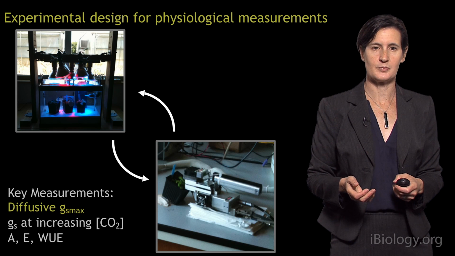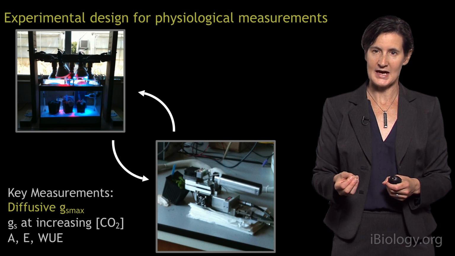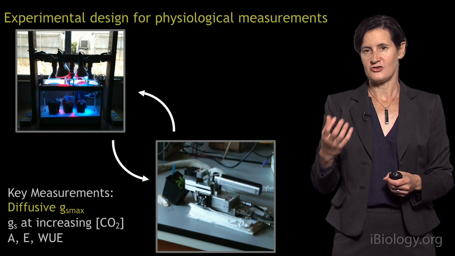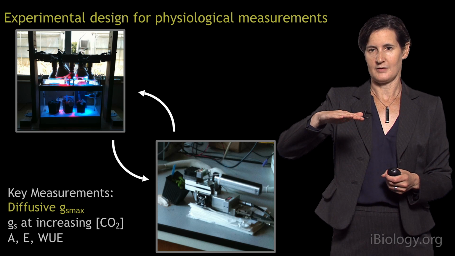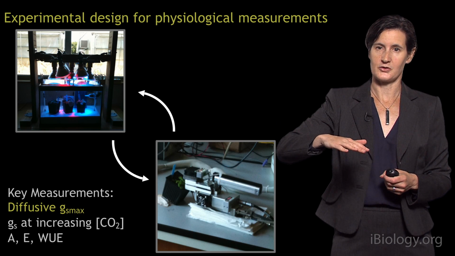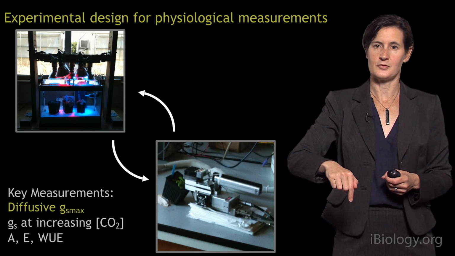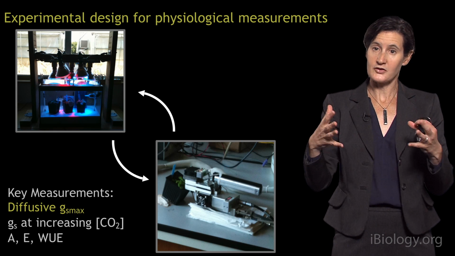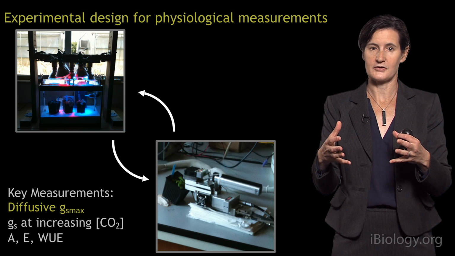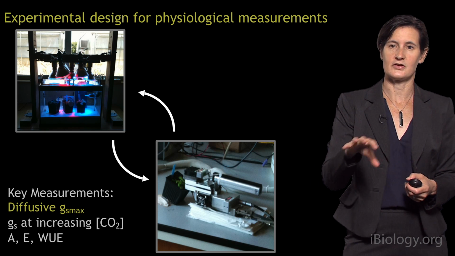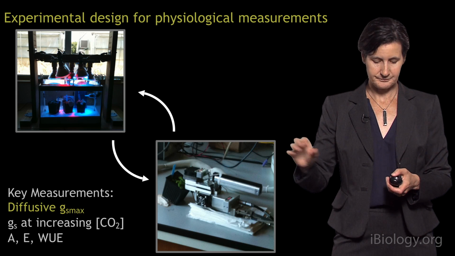And so we're going to measure something called diffusive Gmax. G is how much gas is going through the stomata. So it's called conductance. So carbon dioxide coming from the atmosphere into the stomata, the maximum amount, that's called Gmax. So we can measure the physiology there, and we can measure that Gmax at different environments.